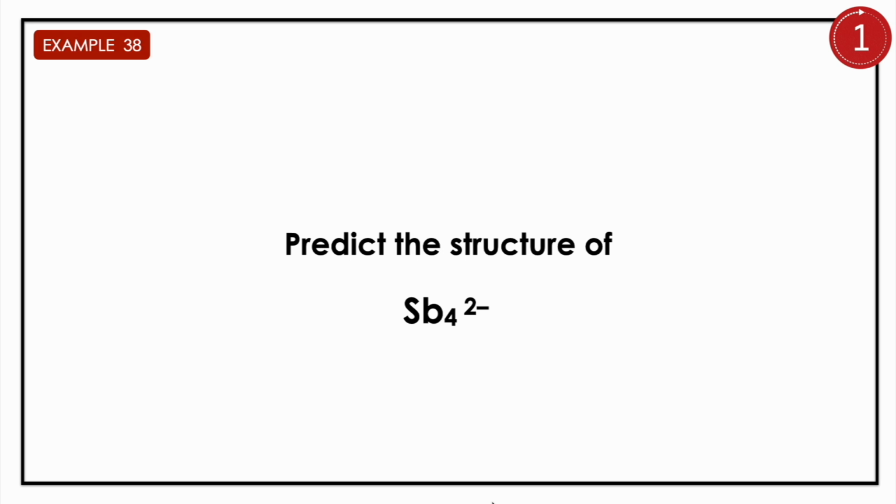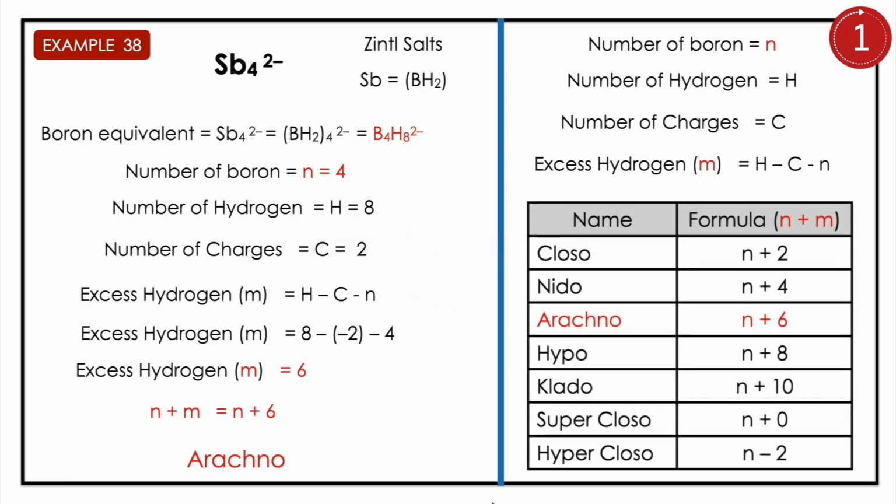Then the next question. Here you have Sb4 2 minus, that is antimony 4 times 2 minus. You should find the structure using Wade's rule. The given compound is only with antimony. It is a metal cluster, so it is a Zintl salt. So we should write the boron equivalent. Antimony is in the nitrogen group, so it is a 3 plus 2 system, a BH2 system. So instead of antimony, we should write BH2. BH2 4 times 2 minus. If you rewrite it, you have B4H8 2 minus.